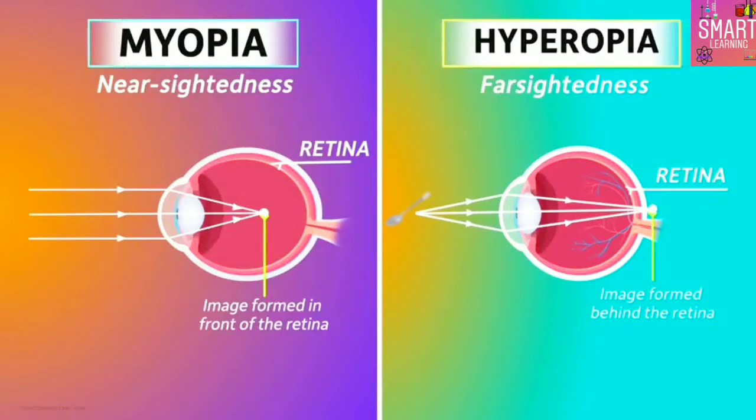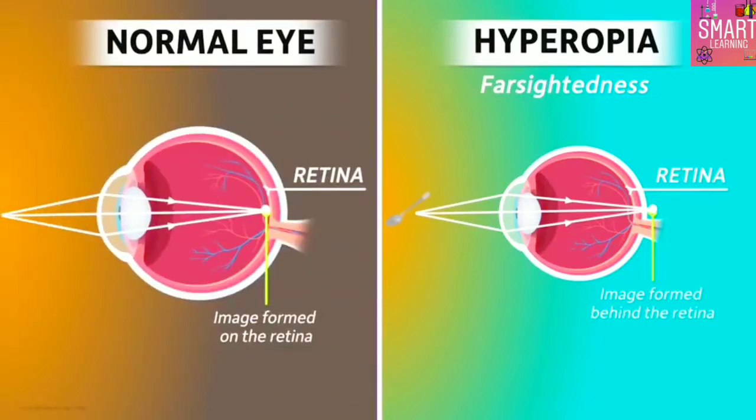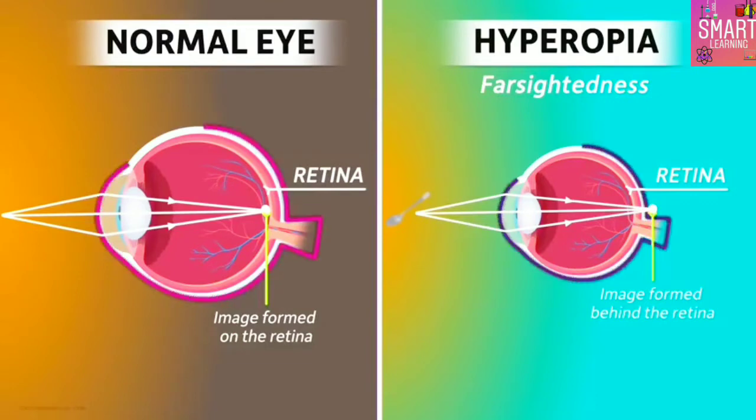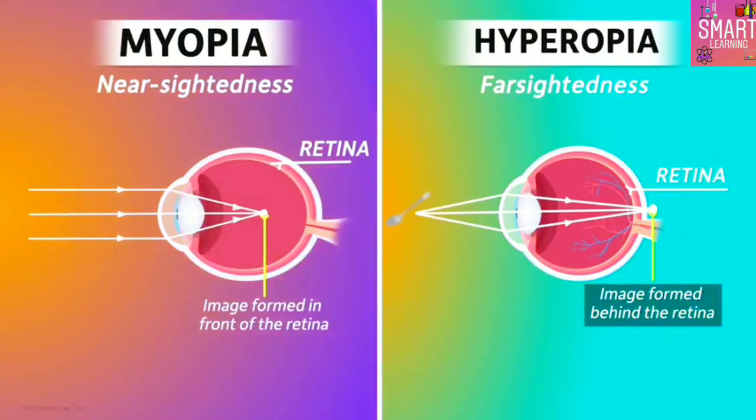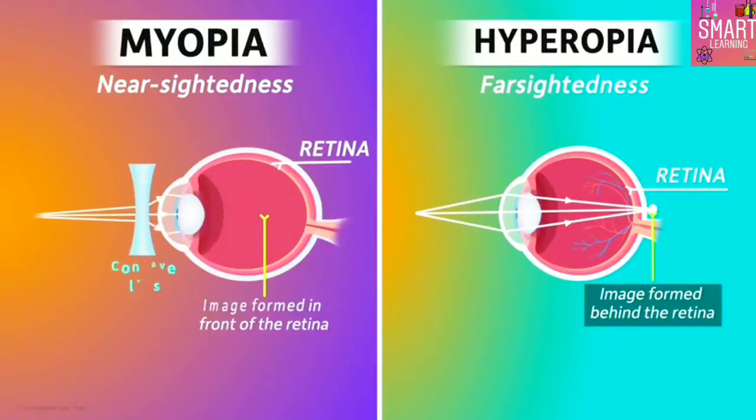As I say, myopia and hyperopia are exactly opposite of each other. So the cause of hyperopia is also opposite to the cause of myopia. This defect results from the eyeball being smaller than usual. So the distance between the lens and retina is smaller than it should be in the normal eye. And hence the image of a near object is formed behind the retina.